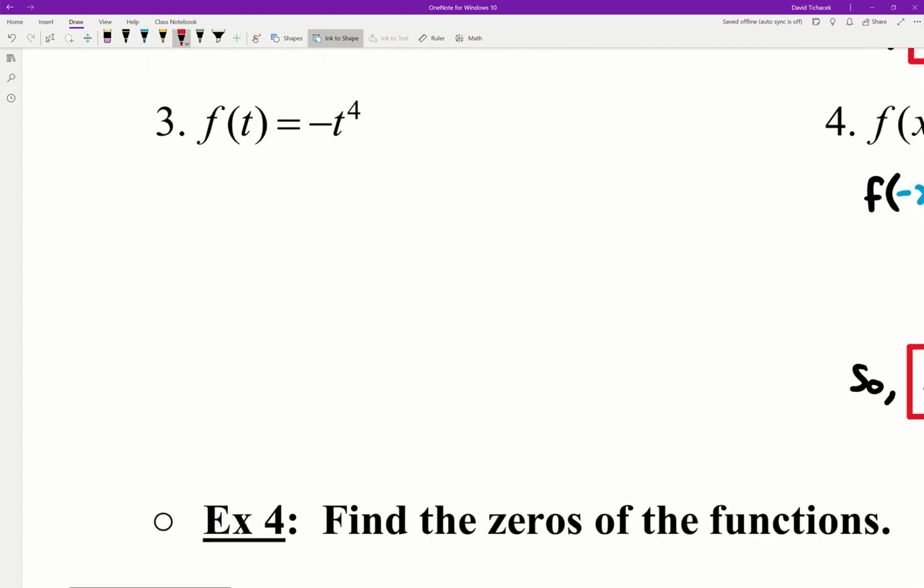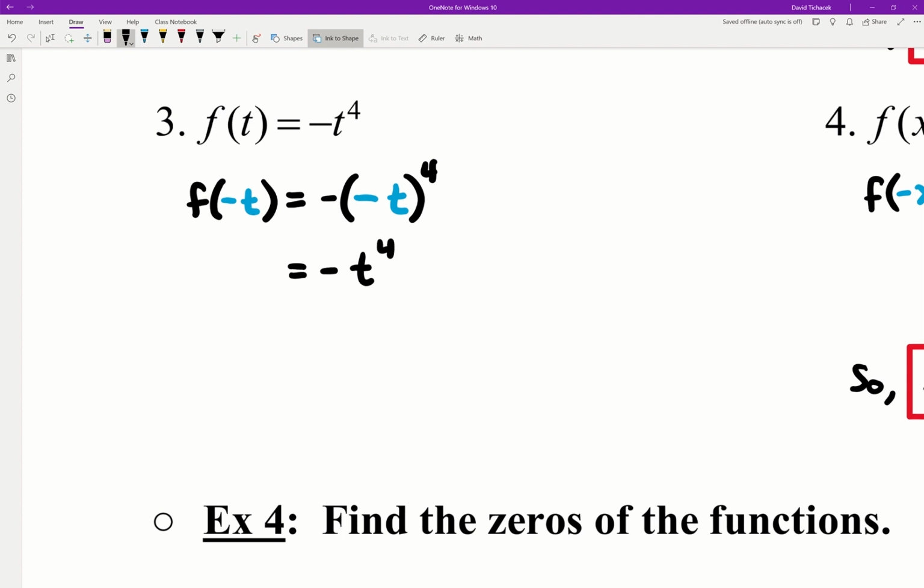Next one here is example 3. We have f of t is equal to negative t to the fourth. So again, all we're going to do here is take our function, plug in negative t, and see if that ends up changing anything for our function formula here. Okay, so I'm just going to go ahead and plug that in. And what you'll notice is that negative t is being raised to an even power, so that means that it's going to become positive. So I have this extra negative out front, but then I have positive t to the power of 4.